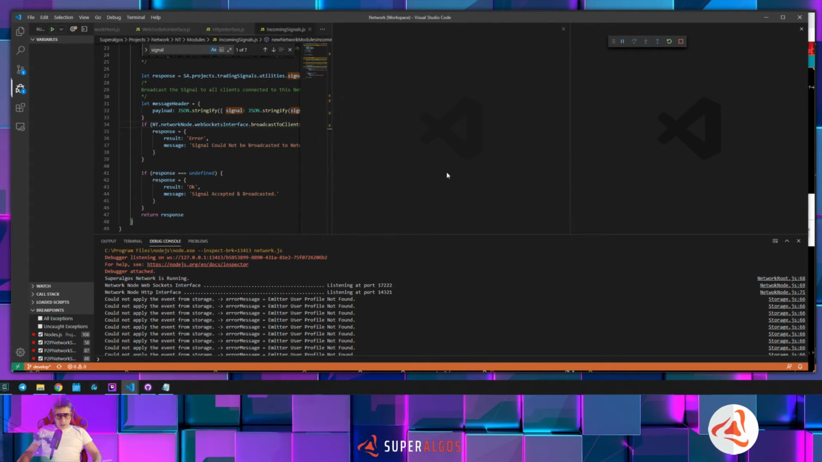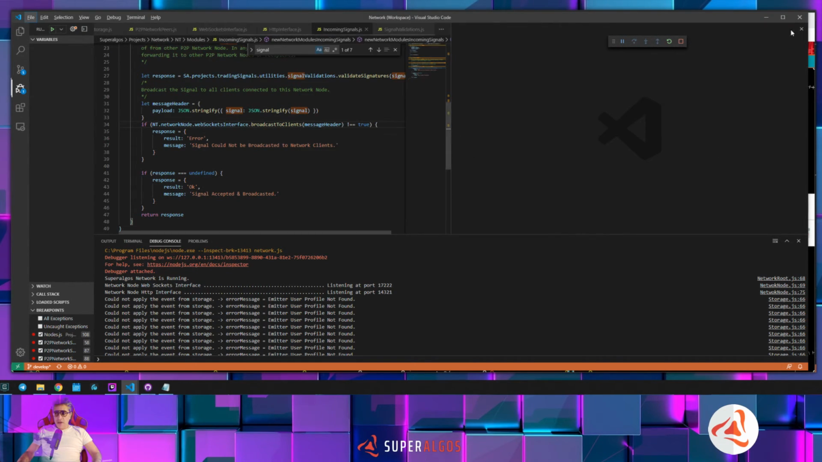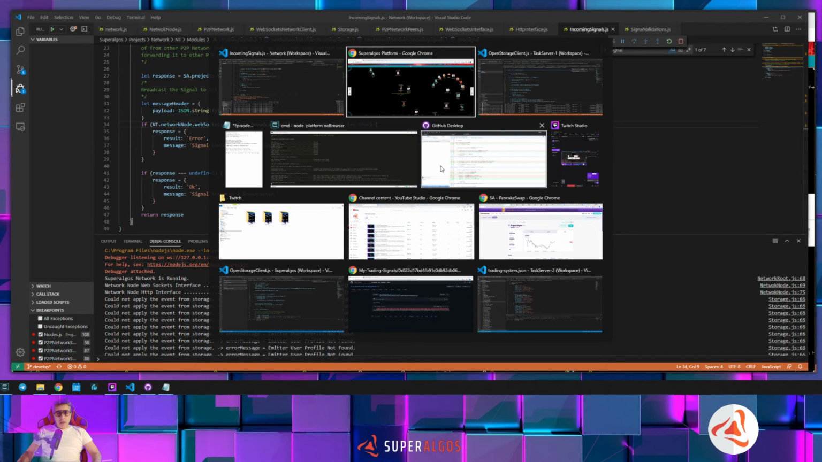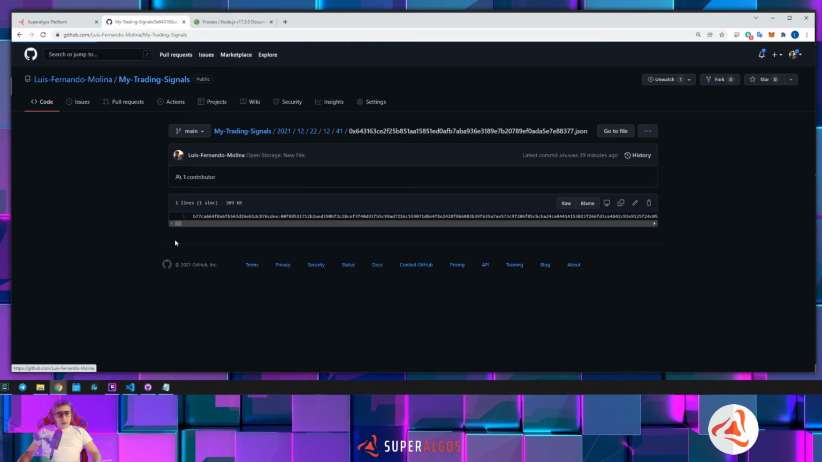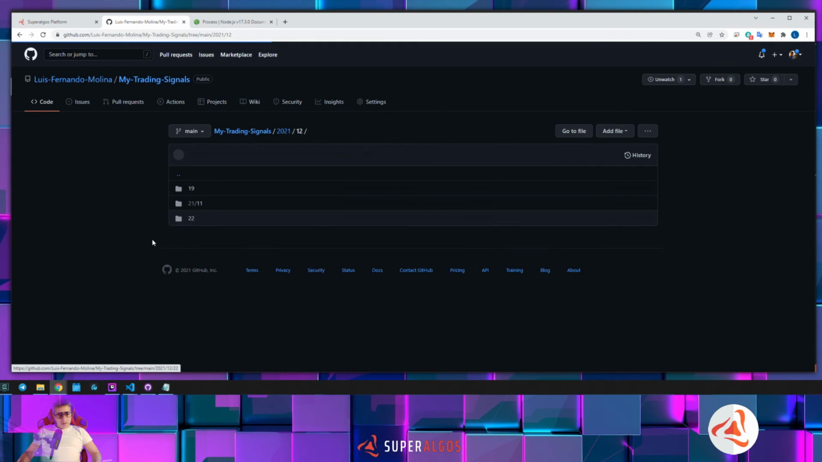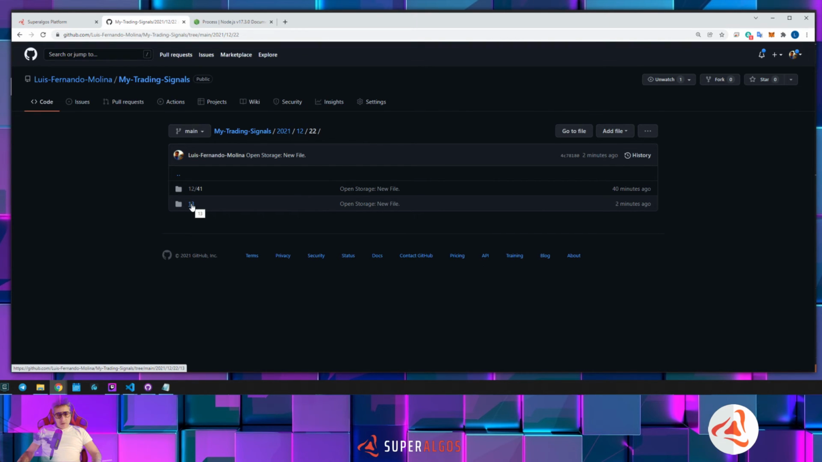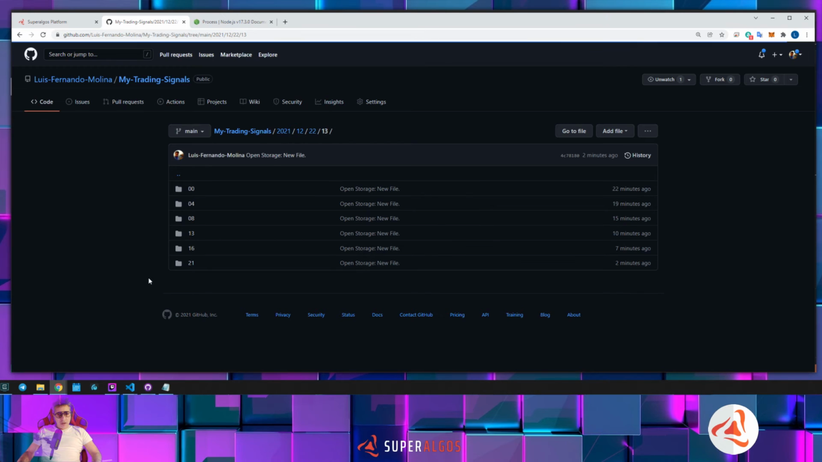We got it to the point where we are sending the signal through the peer-to-peer network and saving the file at GitHub. Let's check it out again. My trading signals for the month 12, day 22. This is probably the last one. Now we have several files because we did several tests.